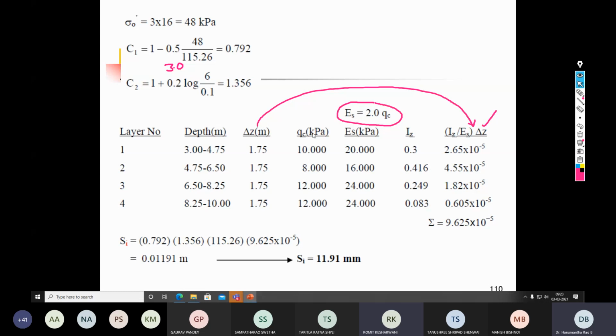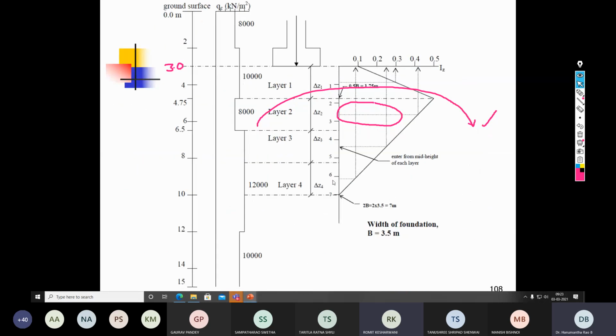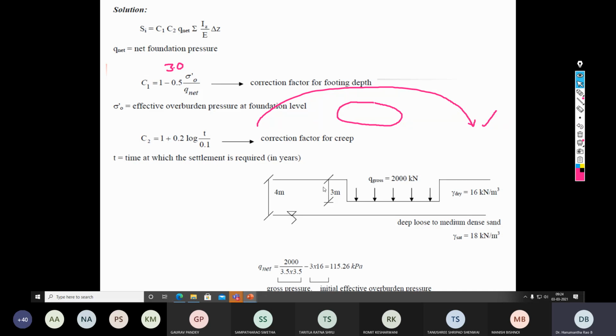Sir, can you tell what is Q net once again? Q net means, suppose a gross load of 2000 kilonewton is applied at the foundation level. When you construct any footing, initially you excavate. Here the excavation is done up to a depth of 3 meter. So that means 3 multiplied by 16. So this much weight of the soil is initially removed. Then a footing is constructed. Again 3 into 16, or some depth lesser than 3 multiplied by 16, is refilled.